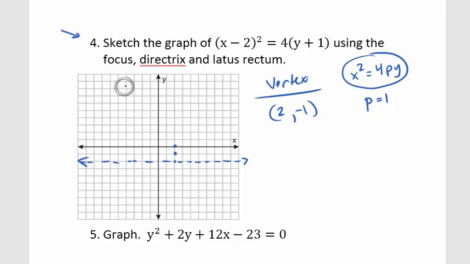The only thing I need to do now is figure out how wide it needs to be. So I look at the latus rectum, which again is the absolute value of 4p. Well, we know p is 1, so here the latus rectum is going to be a distance of 4. So I come up to my focus, the overall distance is 4, that means I'm going 2 units in each direction. So 1, 2 here, and 1, 2 here. Now I know how wide my parabola is going to be, so I'm ready to sketch it.